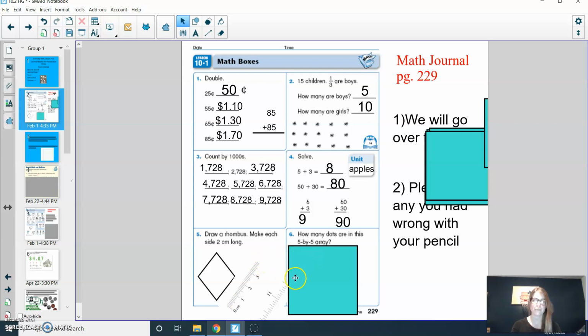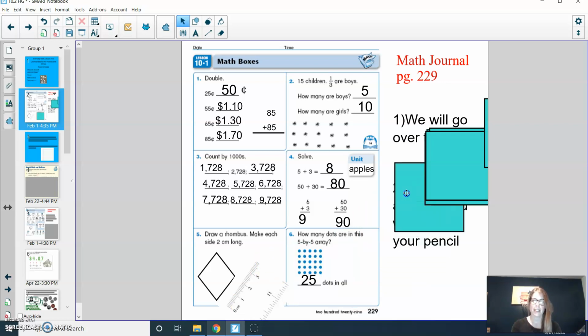So you might want to double check one of the sides of your rhombus to make sure it's 2 centimeters long. For question number 6, if I have a 5 by 5 array, I know that that is 25 dots in all. I maybe did some skip counting by 5s, maybe I just know that 5 times 5 is 25, or I maybe counted them. So please double check, make sure that you have this all correct, and we'll go on to the next page.